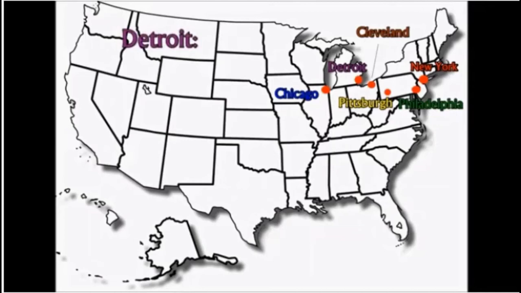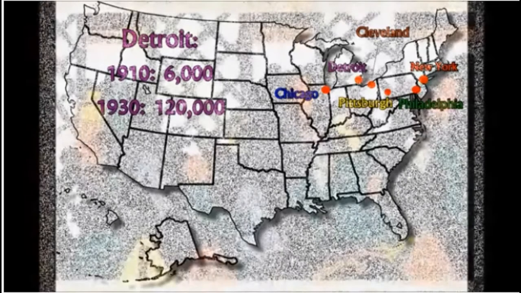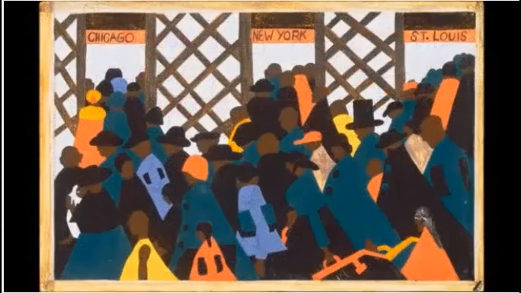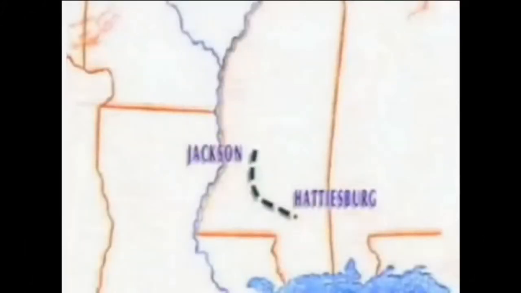And if we take Detroit as an example, the African American population of Detroit increased by 2,400%. In 1910, it was 6,000. By 1930, it was 120,000. In that same 20-year period, the total population of Detroit increased 300%, but the African American population increased 2,400%. That's a huge increase in the African American population. So we can see that there is, over the course of the 20th century, a massive migration of African Americans out of the South, to the North, to the West as well.